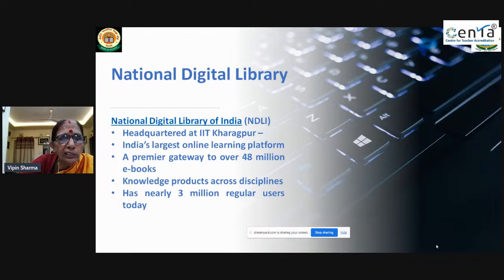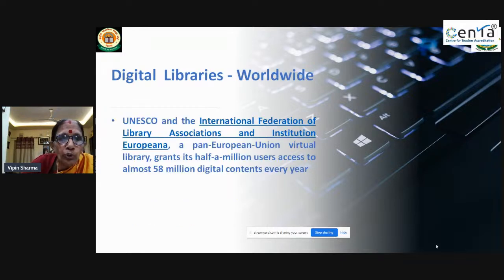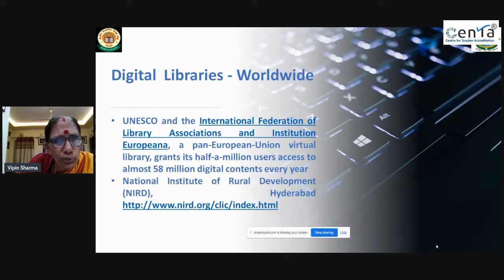It has nearly 3 million regular users. This is the website address: www.ndl.iitkgp.ac.in. IIT stands for Kharagpur. Then, UNESCO and the International Federation of Library Associations and Institutions, Europeana, a pan-European virtual library, grants its 500,000 users, just look into the line, access to almost 58 million digital contents every year.